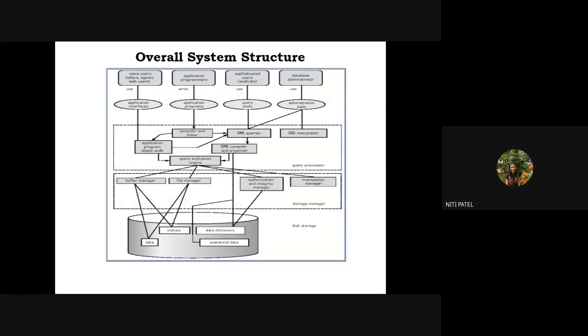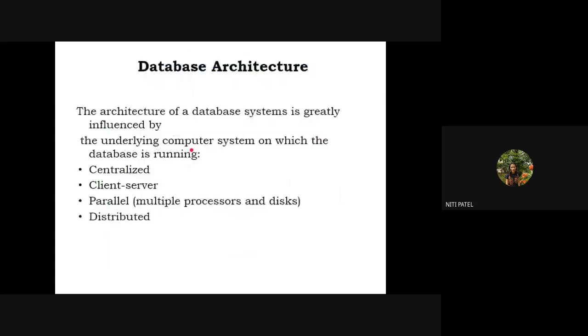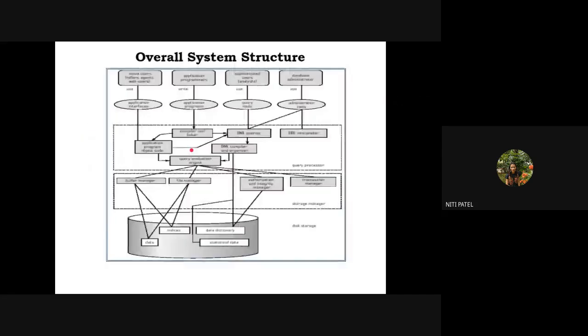After that, we also saw the different languages which we use to communicate with the database. If a user wants to communicate with the database, we use different languages. The first one was DDL, that is data definition language, and the second one was DML, that is data manipulation language. After that, we were left with two topics, that is the database architecture and the overall structure of the database. So first we start with the overall structure of the database.